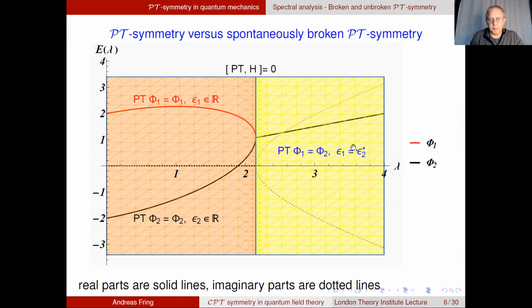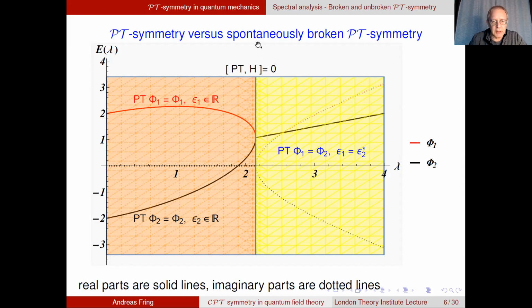And here's the picture that summarizes the entire scenario. So we always keep PT as a symmetry of the Hamiltonian. This we don't give up. If you give this up, then you just get complex eigenvalues, and they are not related to each other in any way. So in that scenario, you usually think of decay, which is related to open systems.